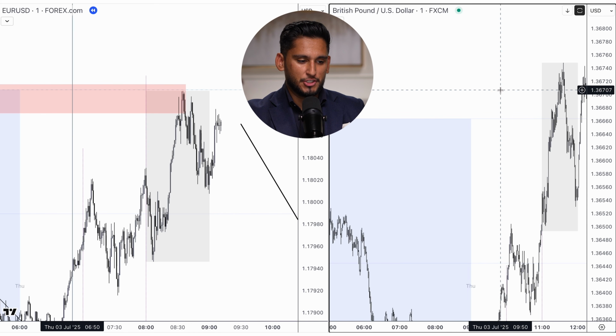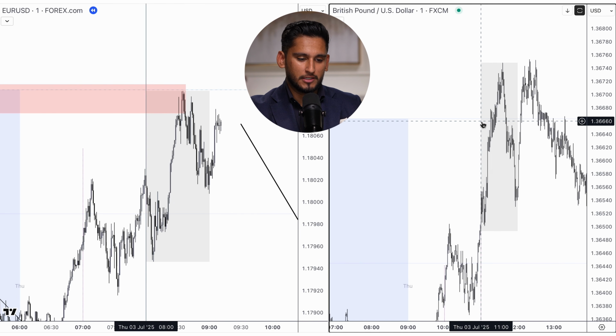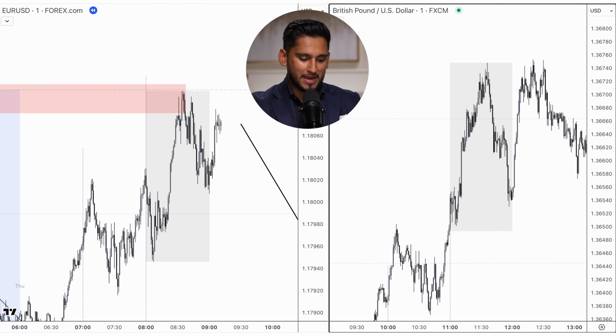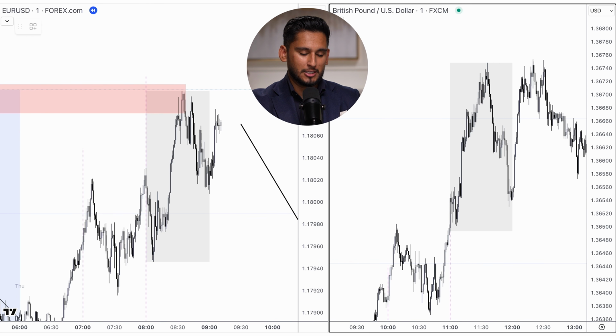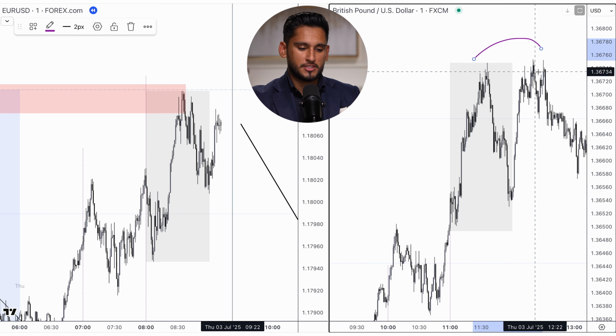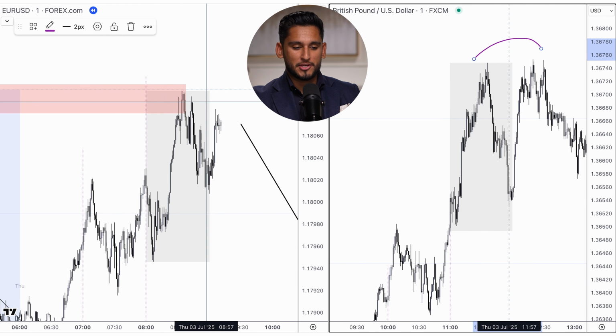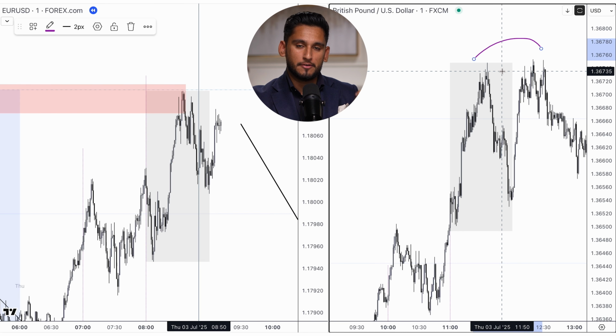But when I see that GU has actually swept Asia high in the London key window, now I know I have my Asia high sweep, which is a good sign that we are finding the inducement of the day. So this is potentially inducement of the day. EU didn't sweep Asia high, GU did. So this is showcasing me divergence and inducements.